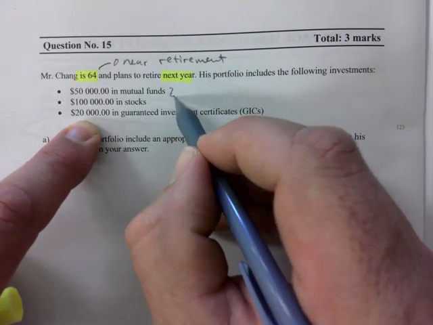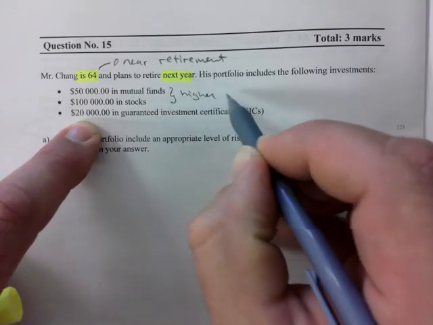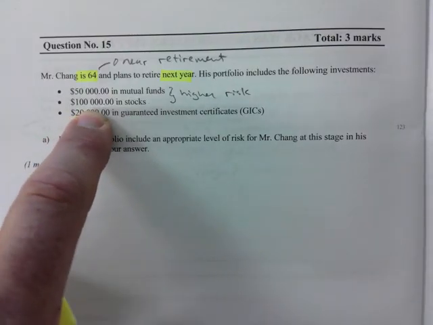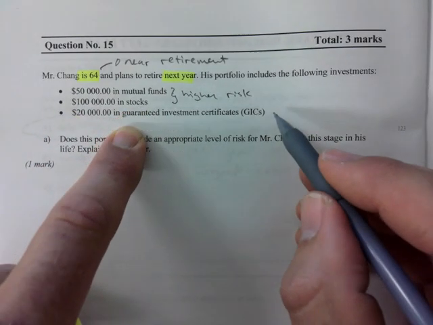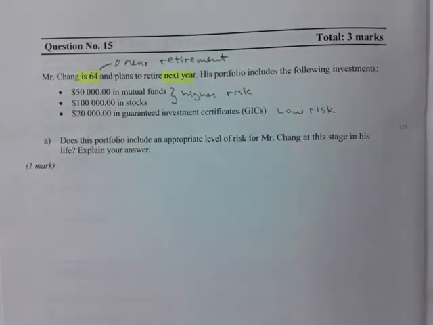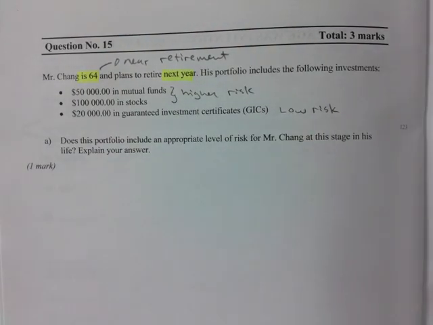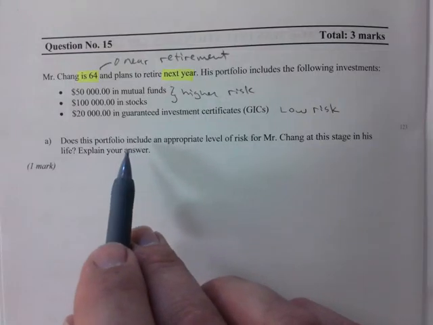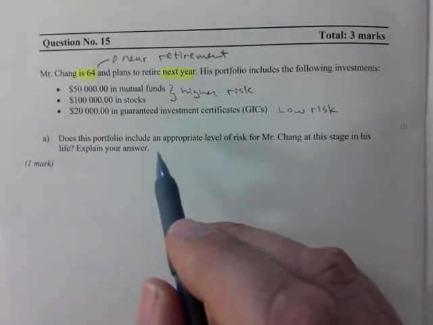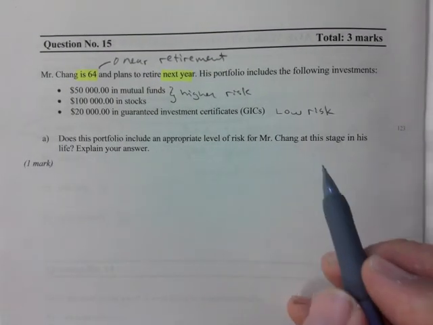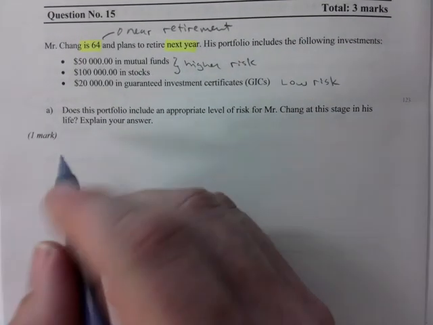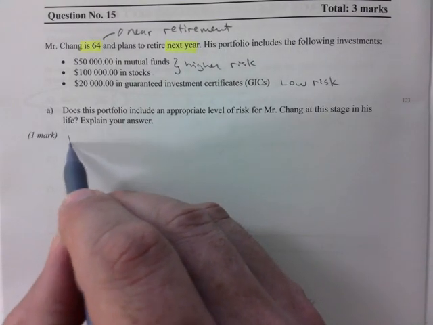You would have to say that this is higher risk. Mutual funds and stocks, they're considered higher risk, stocks being the most risky there. And GICs are low risk. Okay, that's just to review that concept. This portfolio is just a bunch of investments, right? You're diversifying. Does it include an appropriate level of risk for Mr. Chang at this stage in his life? Explain your answer. And I would say it does not.